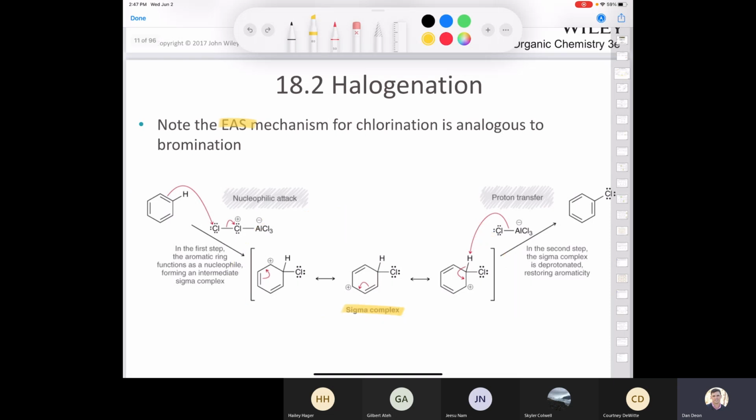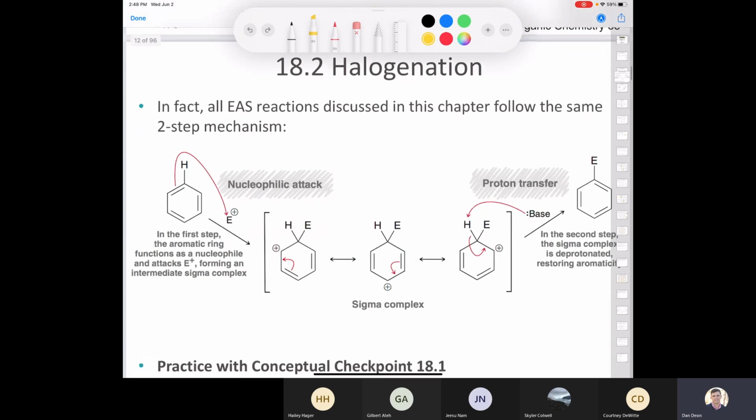Then you show the proton transfer in the last step, which is shown here, right? Proton transfer. And then you restore aromaticity with this curved arrow right here, and you restore the aromatic ring. So nucleophilic attack, you produce a sigma complex, then you do a proton transfer at the end. All right, and then here it goes.